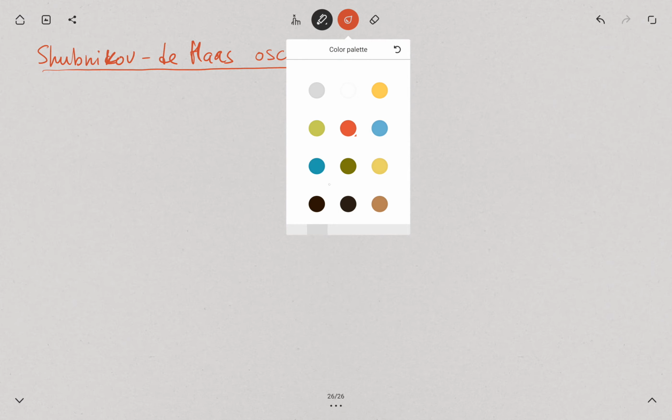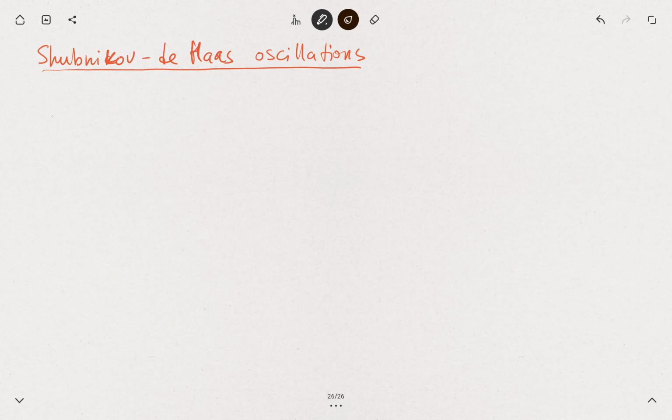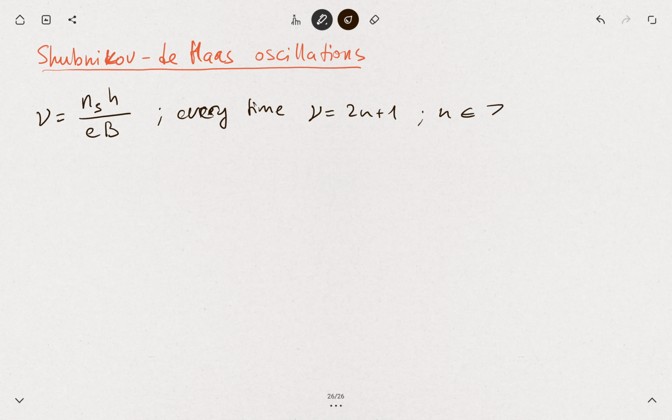The degeneracy can be, as we saw previously, expressed in terms of carrier density and the magnetic field. So degeneracy is the carrier density in the sample times h over eB. So every time nu is 2n plus 1, where n is an integer, the Fermi level is in a Landau level, and we have this spike in the density of states.